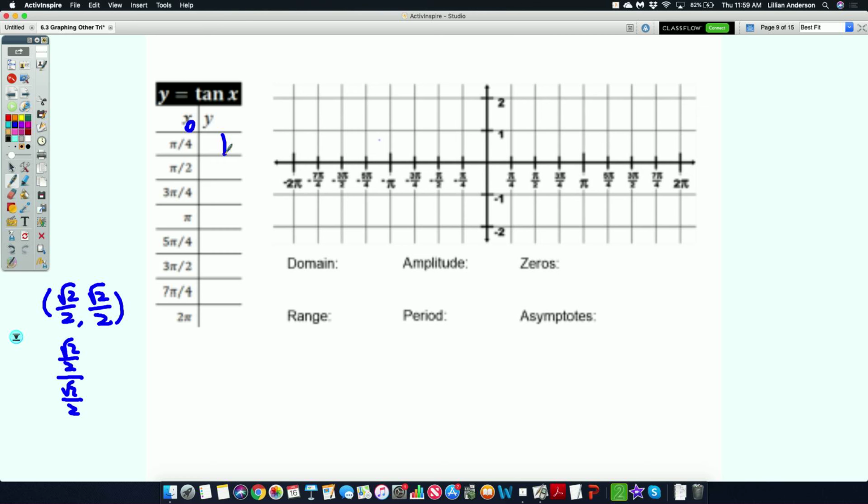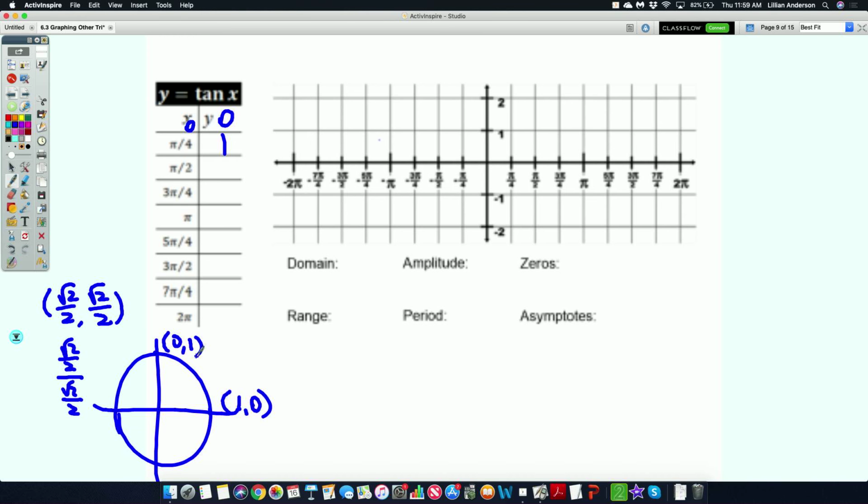Tangent is sine over cosine, y over x. So if I look at the unit circle and look at 0, which is the ordered pair 1, 0, what's the tangent of that? 0, because it would be 0 over 1, which would be 0. Let's look at pi over 2. This ordered pair was 0, 1. What's the tangent of pi over 2? So again, I have some asymptotes.